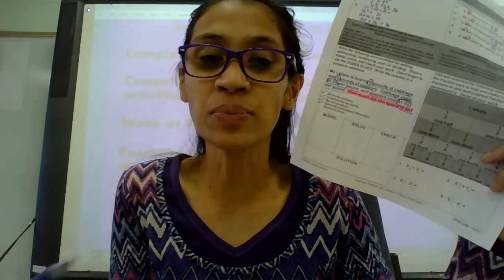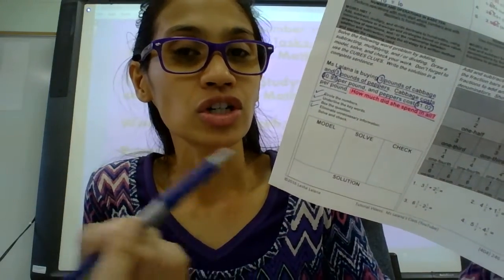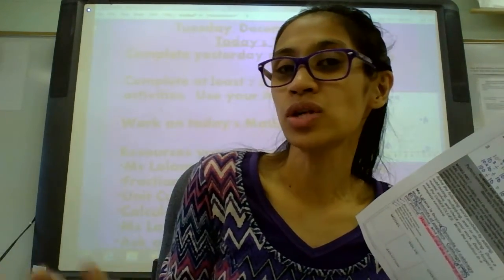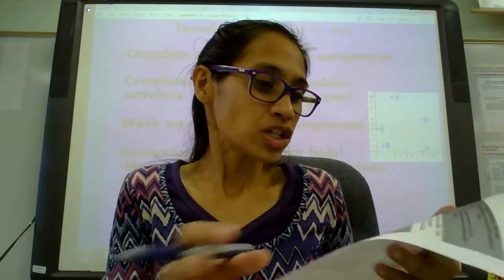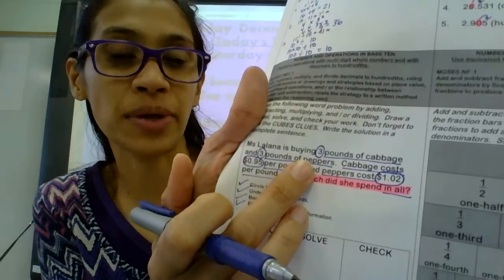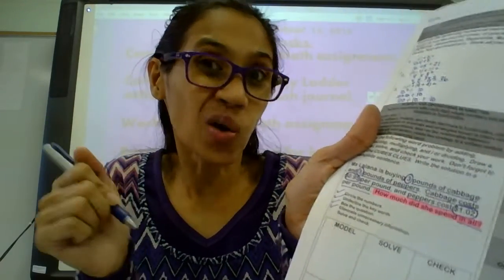Right here at the bottom. First, I want you to do what? Draw a model. That means a visual representation, a picture. You don't have to draw the cabbage unless you want to. You don't have to draw the peppers unless you want to. I'll just use circles and rectangles or ovals. What do I need to draw first? I need to draw the 3 pounds of cabbage. So I'm going to do circles or maybe ovals.